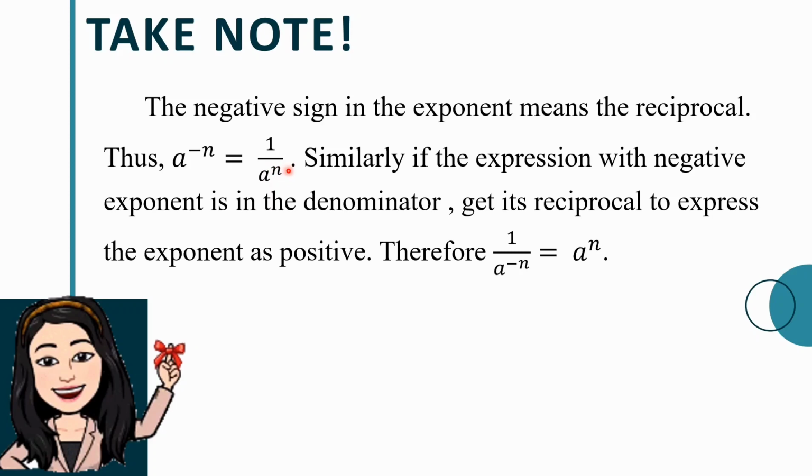Similarly, if the expression with negative exponent is in the denominator, get its reciprocal to express the exponent as positive. Pag sinabing reciprocal class, kung ang number na yon ay nasa numerator, dadalhin natin siya sa denominator. The same as, kapag ang number ay nasa denominator, ilalagay natin siya sa numerator. So that is what reciprocal means. So therefore, ang 1 divided by a raised to negative n is equal to a raised to n.